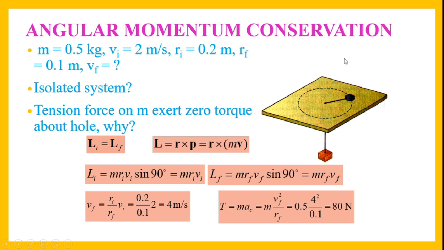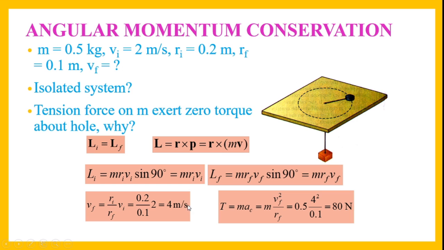In the final case also, Lf is equal to m Rf Vf. Again both quantities are perpendicular to one another, hence sine 90 degrees, and we get m Rf Vf. We know that Li is equal to Lf. Equating these two equations, m gets cancelled. So Ri Vi is equal to Rf Vf, or Vf is equal to Ri by Rf into Vi. Substituting the values of Ri, Rf and Vi from the given problem, we get Vf is equal to 4 meters per second.